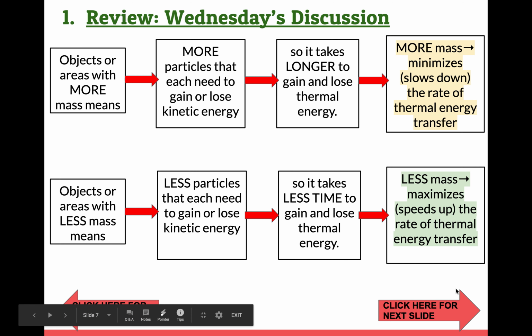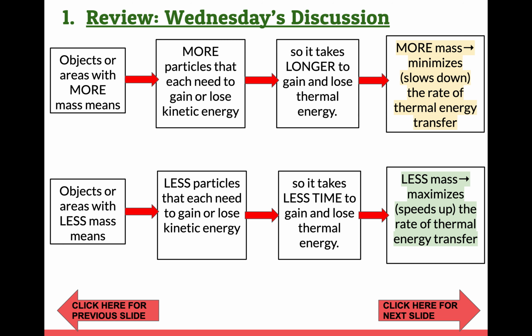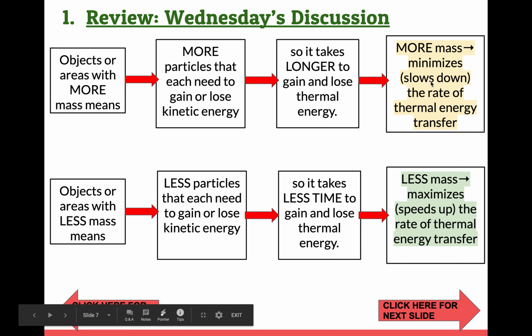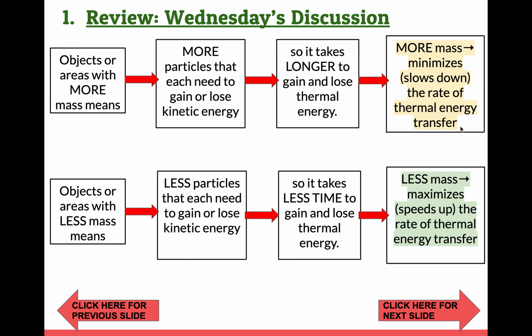So to review Wednesday's discussion, we learned that objects that have more mass means that they have more particles, and every single particle needs to gain kinetic energy in order for the entire object to heat up. So if there's more particles, then it's going to take a lot longer for every single particle to gain thermal energy. So that means that more mass will slow down, it will minimize the rate of thermal energy transfer, because it's going to take a lot longer since there are just more particles that need to be heated up.